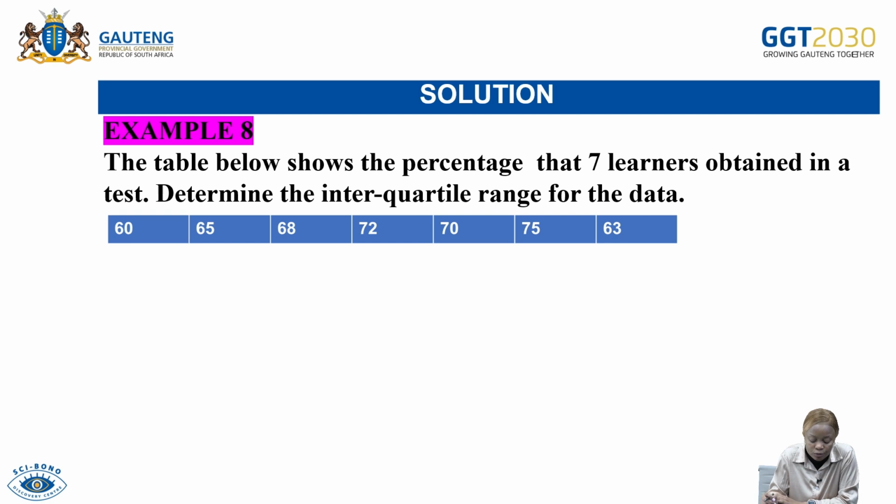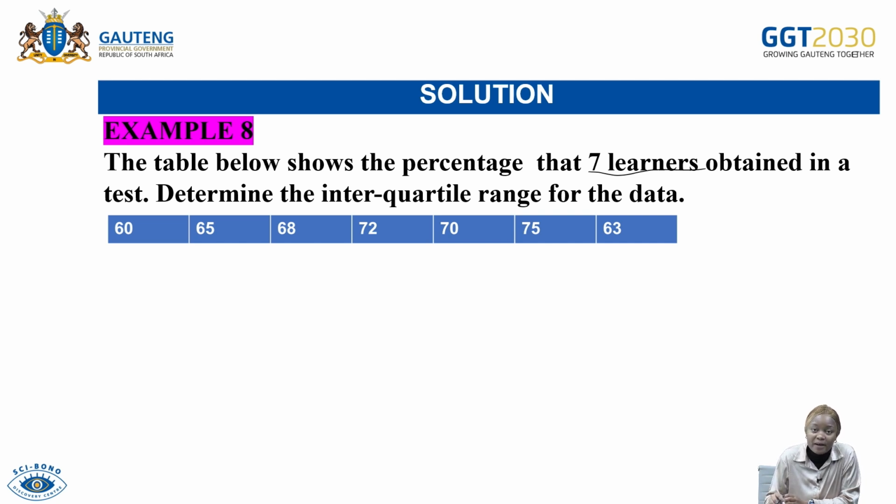And then let's move to that example. The table below shows the percentage that 7 learners obtained in a test. Determine the interquartile range for this data.